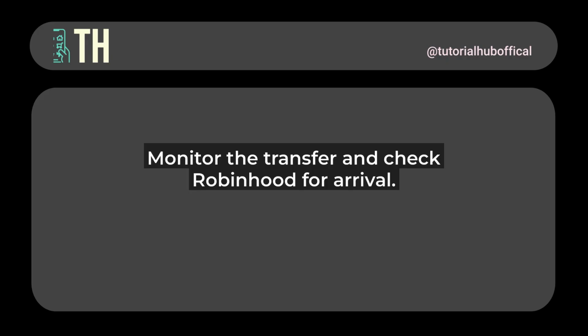A quick tip. Always use the correct network for USDC, like ERC20 on Ethereum, to match what Robinhood supports. If you run into issues, check the transaction status on a blockchain explorer.